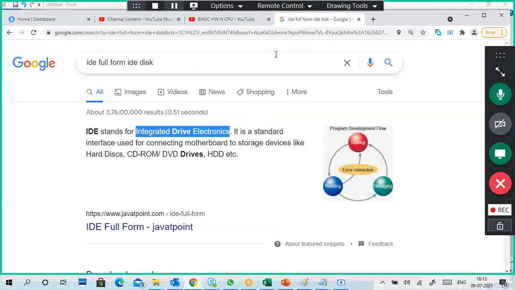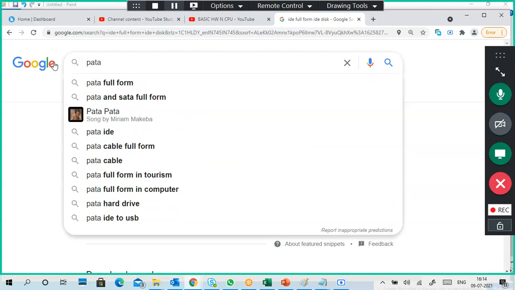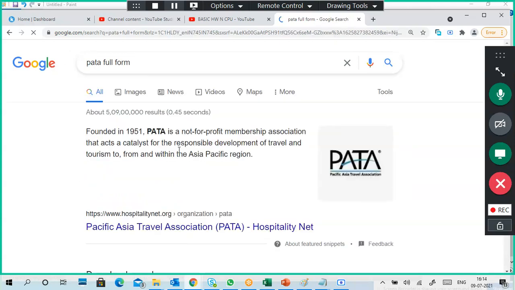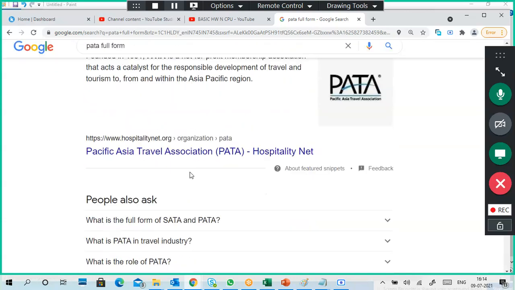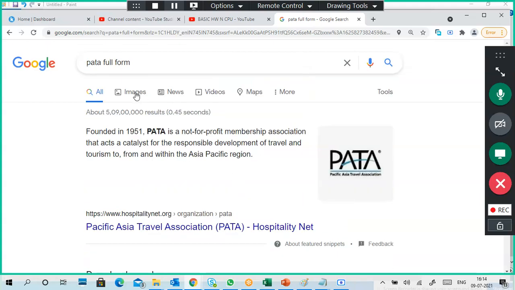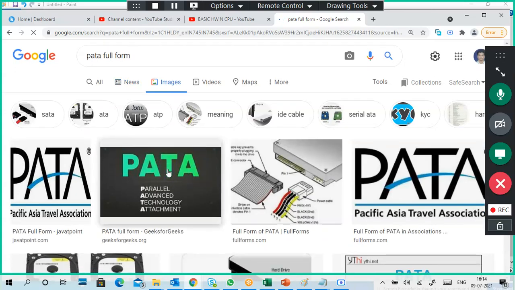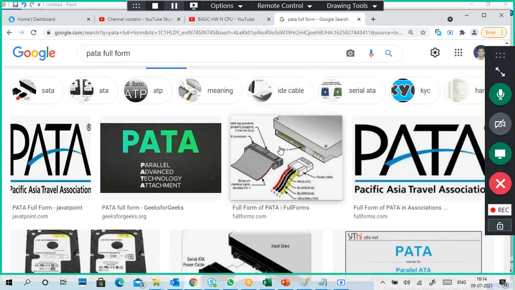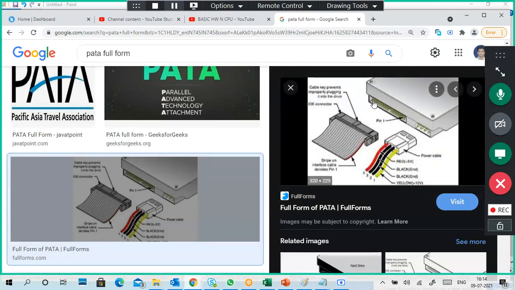So I will show you the pictures of how PATA looks. Parallel Advanced Technology Attachment. Better to go to the images. You can see the disk looks like this, a bus type connection. It's a parallel connection. This is the power connection, which we call a Molex connection. Yellow represents 12 volts, red represents 5 volts, black represents ground.